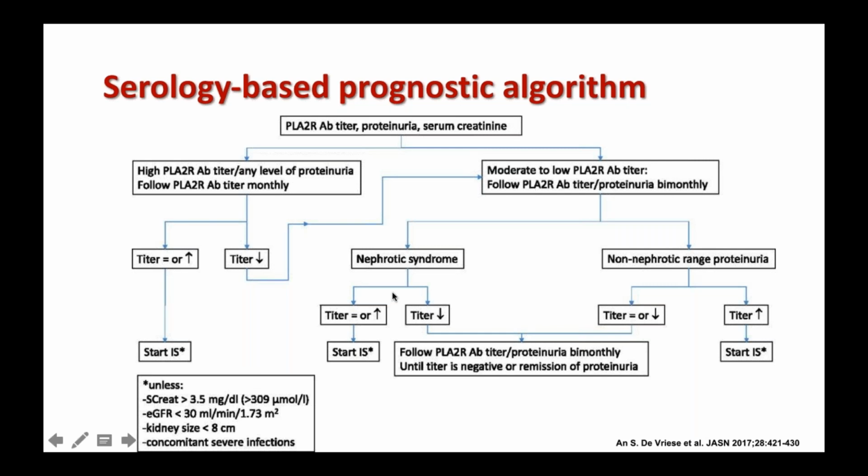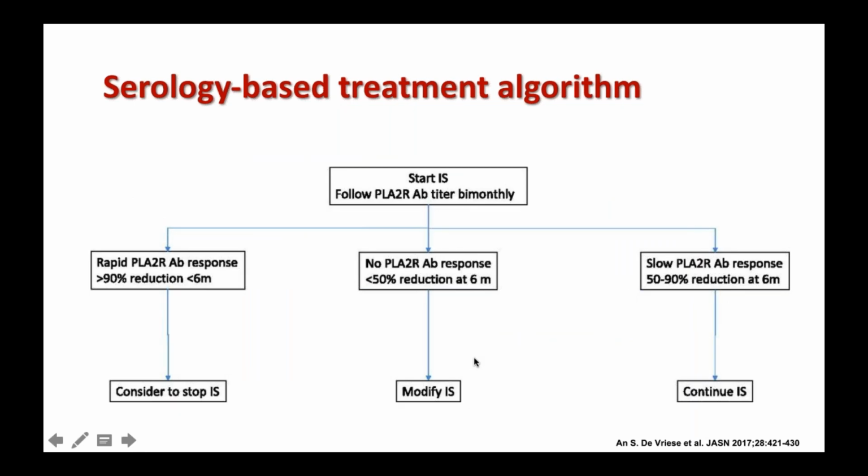If the patient continues to have nephrotic syndrome, look at titers. If the titer either does not decrease or in fact increases, start immunosuppressive therapy. But if the titer decreases, continue to follow the patient on conservative therapy. If the proteinuria is non-nephrotic range and the titer increases, then again start immunosuppressive therapy. But if the proteinuria is non-nephrotic range and the titer either remains stable or decreases, again follow conservatively by bi-monthly monitoring of antibody titer and proteinuria. Now let's come to treatment algorithm.